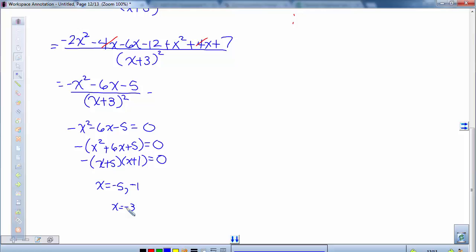Yep. Okay, so let's set up our intervals. -5, -3, -1. Okay, yes, that makes sense. All right, then we get -6, -4, -2, and 0. Those are going to be my test points. And so we talk about f prime.